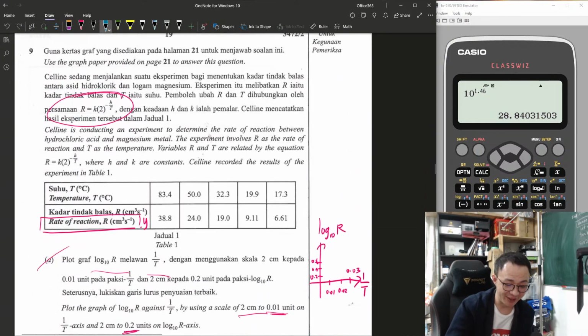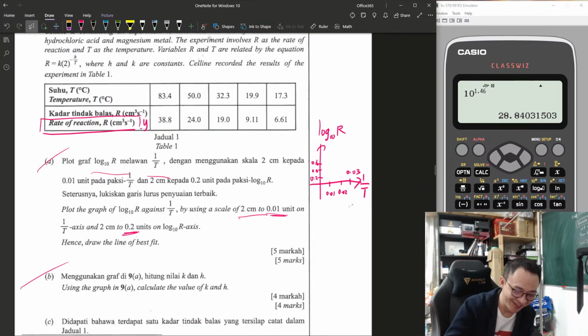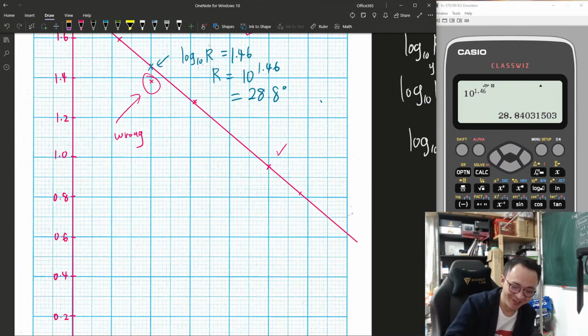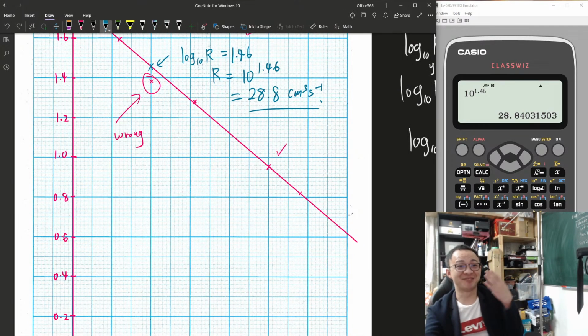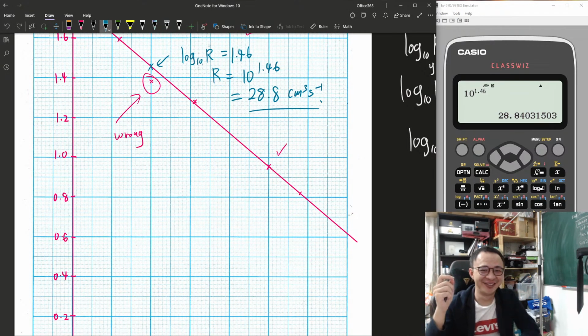Hey, no, don't simply, oh, it's rate of reaction, not temperature. Sorry. It's centimeter cube per second. Oh my god, I'm wrong. But yeah, centimeter cube per second. I thought it's temperature. Alright, this is rate of reaction. Okay, so this wrong point always makes me question my life.